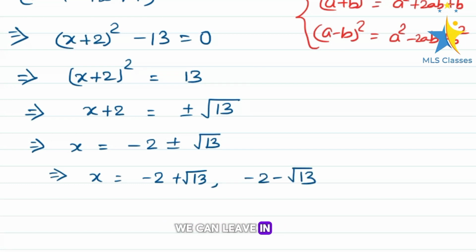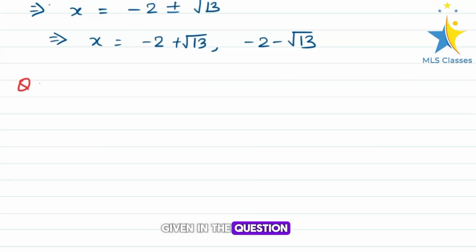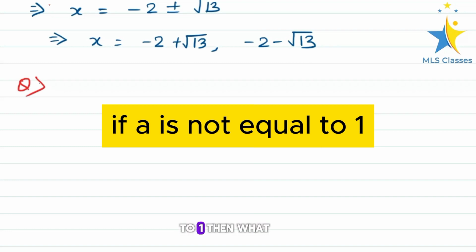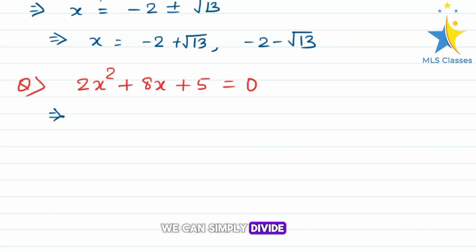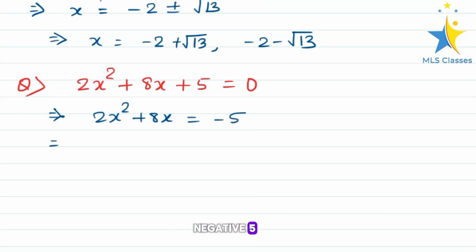We can leave it in this form or convert it into decimals according to the options given in the question. If a is not equal to 1, then what will we do? Suppose we have 2x square plus 8x plus 5 equal to 0. We can simply divide both sides by 2, or as a first step, with 2x square plus 8x, subtract 5 from both sides to get negative 5. Now we can divide both sides by 2. Whether we divide first or do this step first, it gives the same result. So x square plus 4x equal to negative 5 over 2.